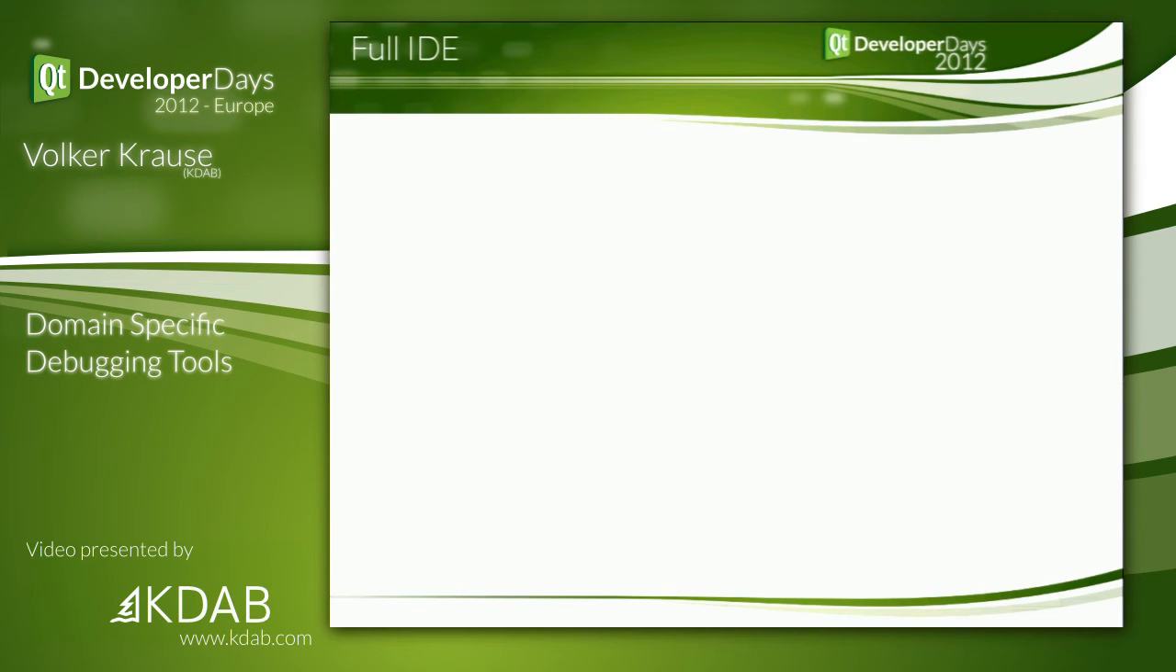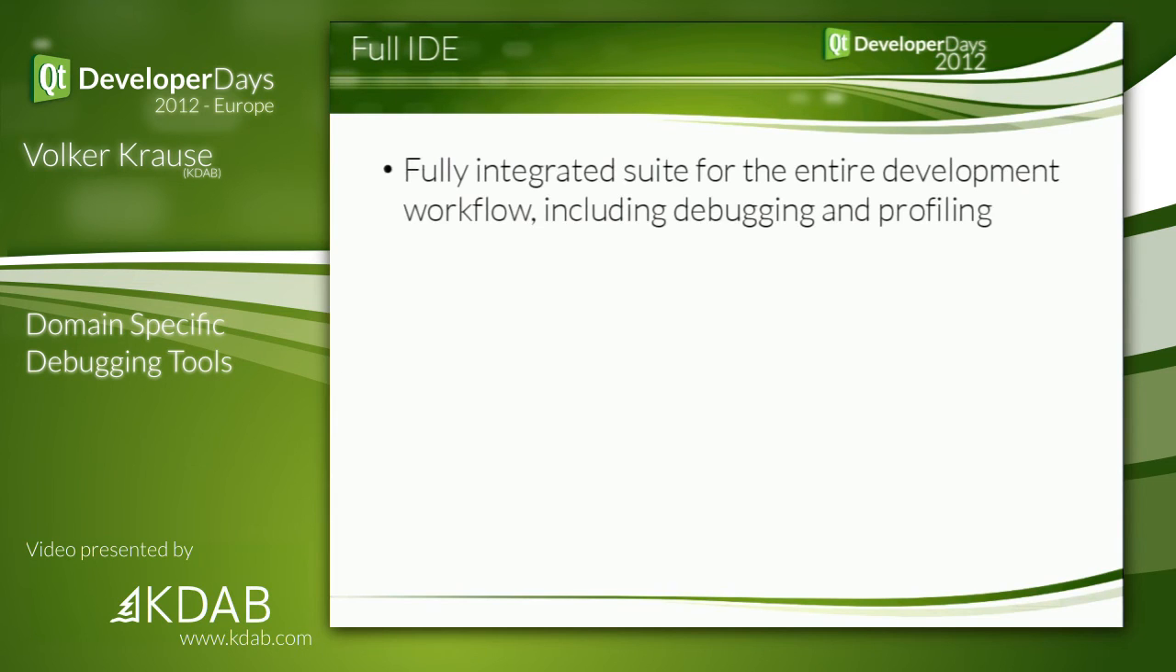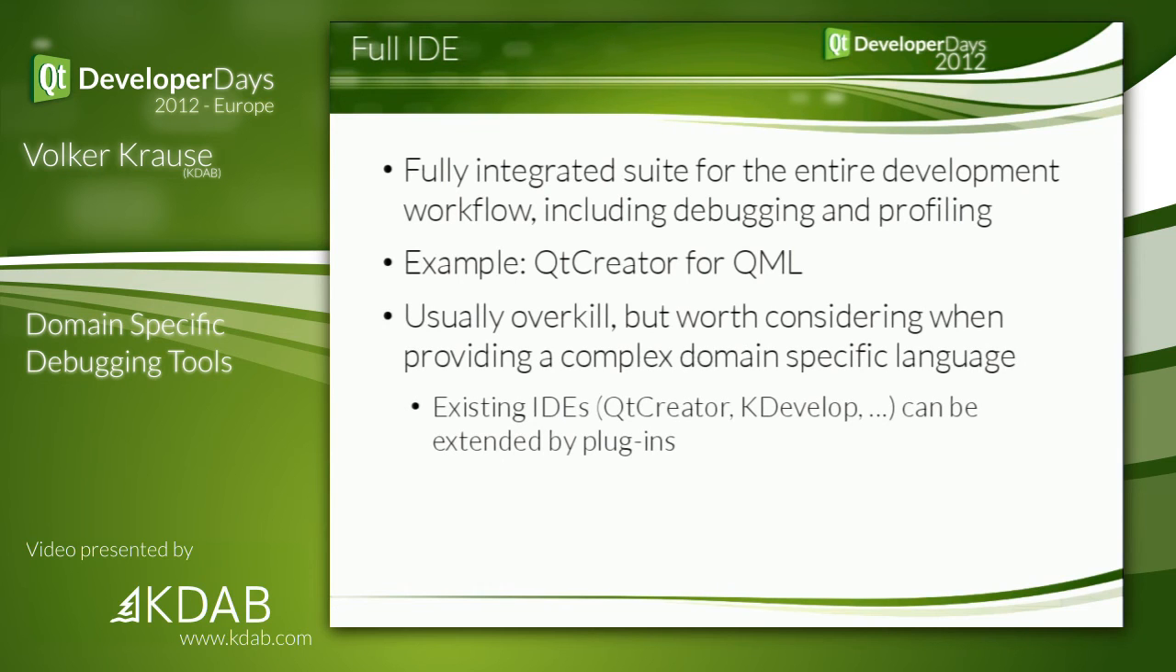Okay, and then we get the biggest solution, full development environment. This is mainly useful if you have your own domain-specific language. Qt Creator for QML is one such example in Qt. But in most cases, this is overkill.